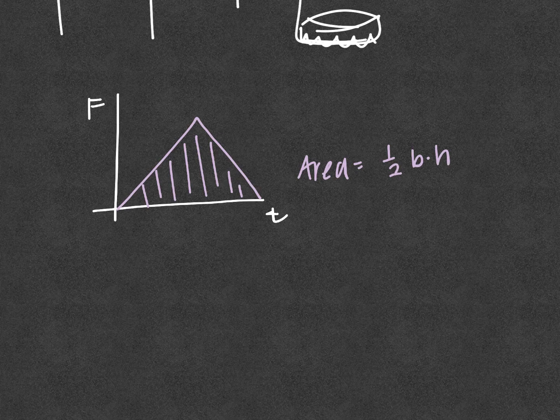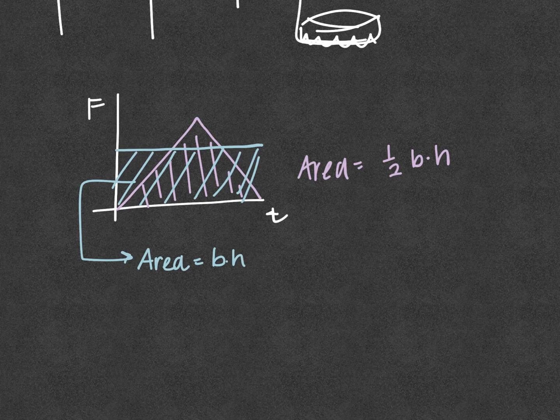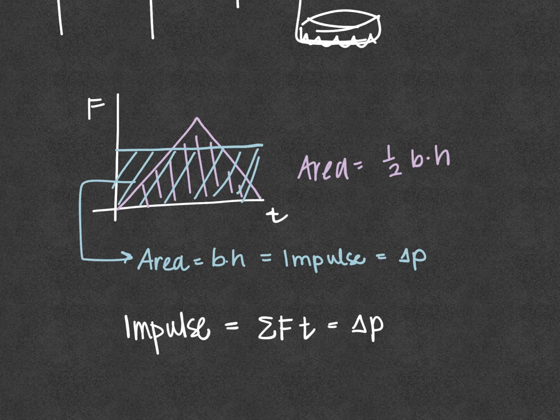Sometimes you have a force that's applied, and that force is nice and constant. Then our equation is even easier, just base times height for the area. And that gives us the change in momentum, or the impulse. So impulse is the same thing as change in momentum. Let's look at that one more time. Our impulse is equal to our net force times time, which is also the change in momentum.